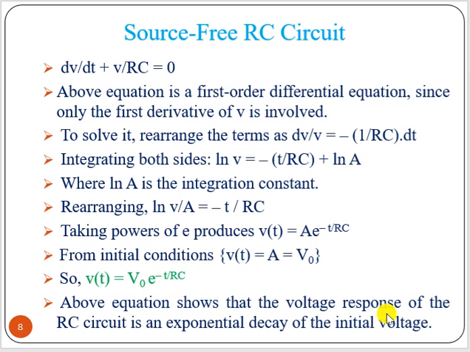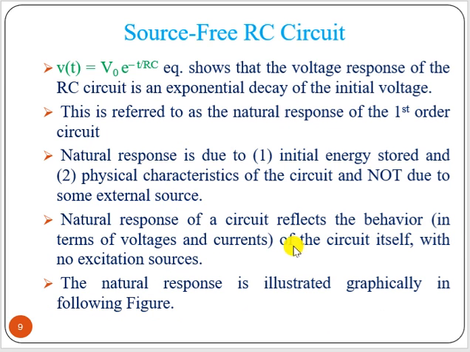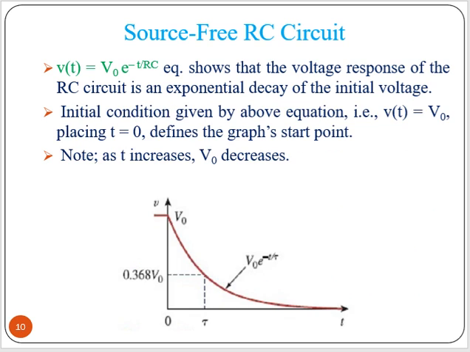This is the voltage response of the RC circuit, which is an exponential decay of the initial voltage. So this is called the natural response, due to the initial energy stored and the physical characteristics of the circuit, and not due to some external source. The natural response of a circuit reflects the behavior, in terms of voltage or currents, of the circuit itself with no excitation source. Now we can illustrate the natural response graphically.